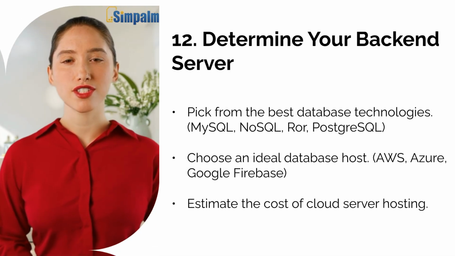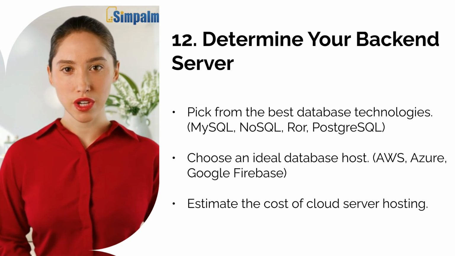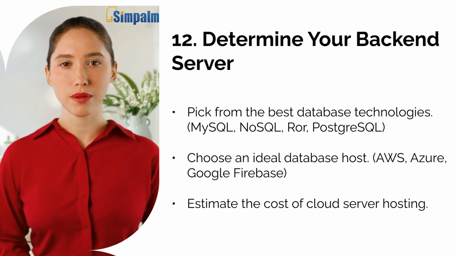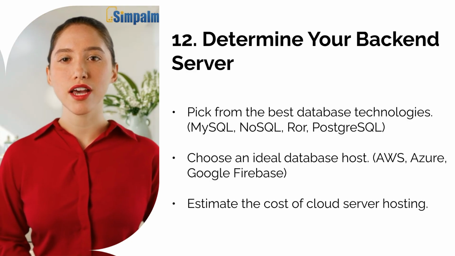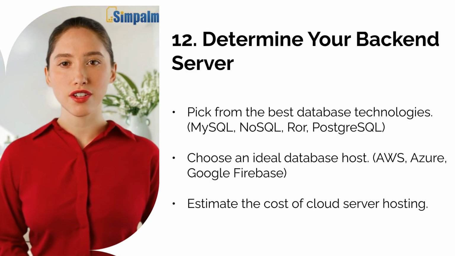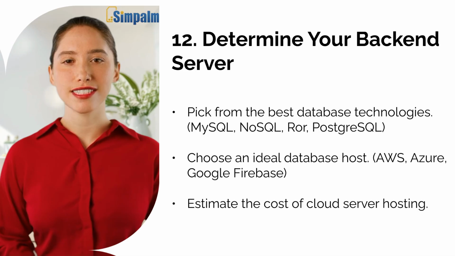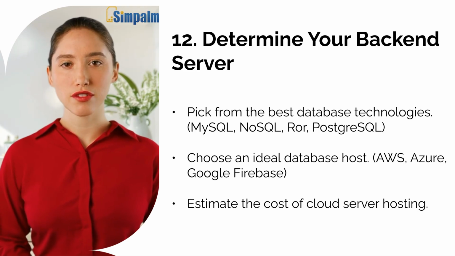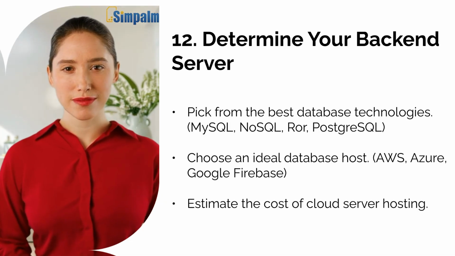Point 12. Determine your backend server. One of the core necessities of your mobile app is a backend server and database. It is essential for you to store user details, their credit card information, profile data, messages, purchase history, and more. Some popular options for you to count on are MySQL, PostgreSQL, NoSQL, and others. For hosting the selected database, you can opt for either Google Firebase, Microsoft Azure, or Amazon Web Services.